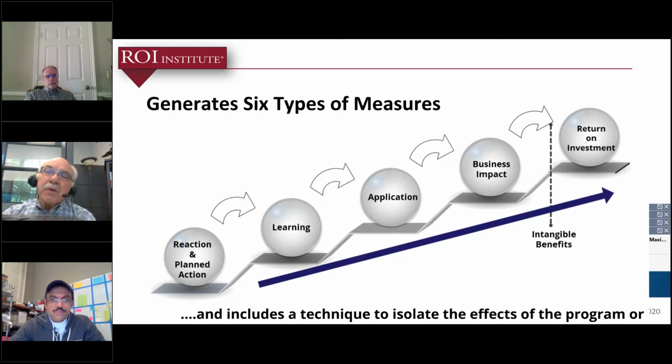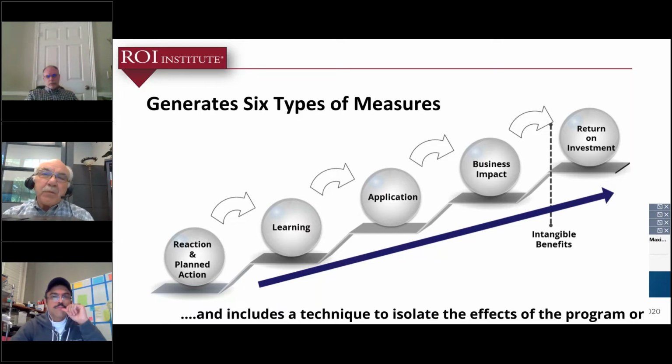But this gives you a complete profile of success. It's a logic flow of data. It's a chain of value here. That is, you won't have business impact unless you have application. You won't have application unless you have learning. So one level leads to the next. But unfortunately, for so much training, it stops at level 2. Maybe, might not even be there.